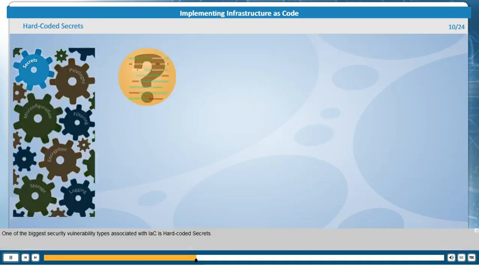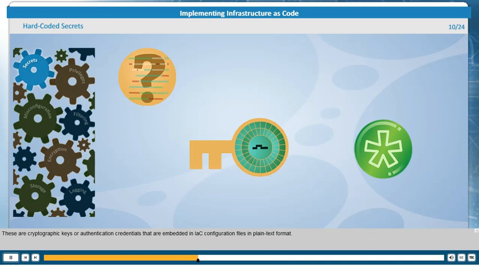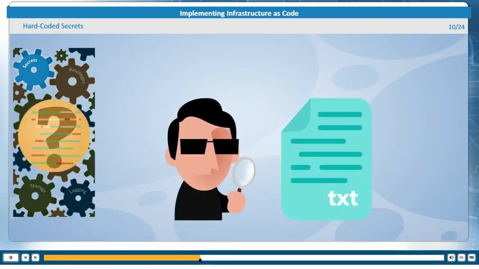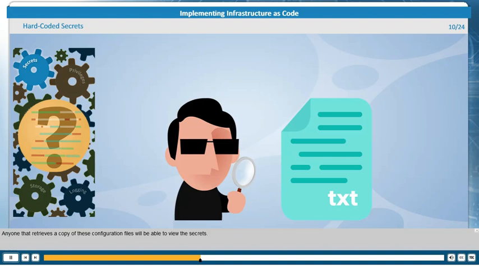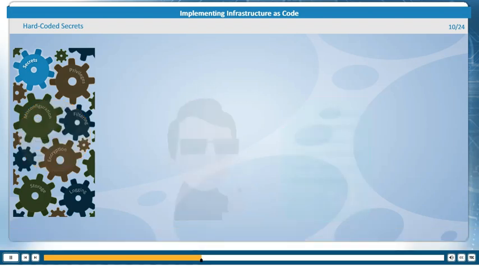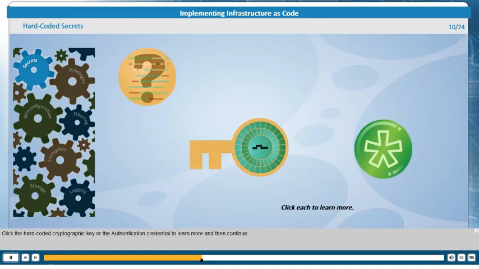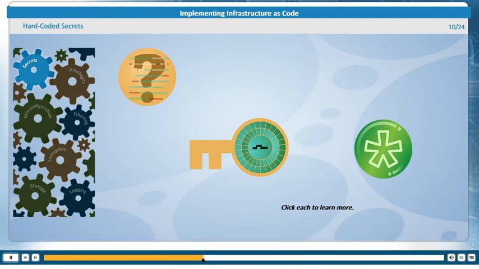One of the biggest security vulnerability types associated with IaaC is hard-coded secrets. These are cryptographic keys or authentication credentials that are embedded in IaaC configuration files in plain text format. Anyone that retrieves a copy of these configuration files will be able to view the secrets. Click the hard-coded cryptographic key or the authentication credential to learn more and then continue.